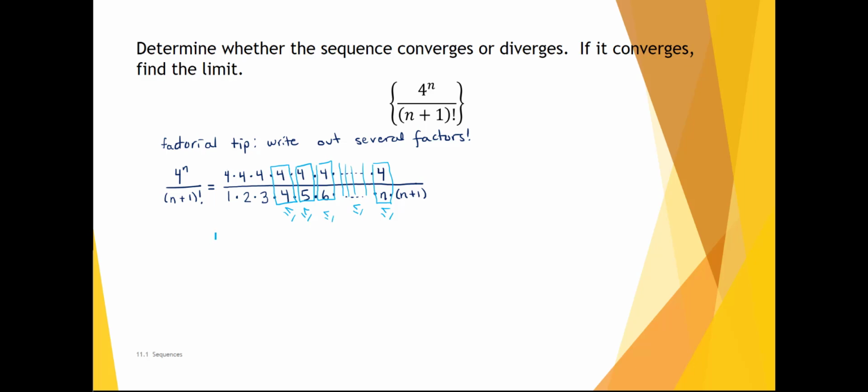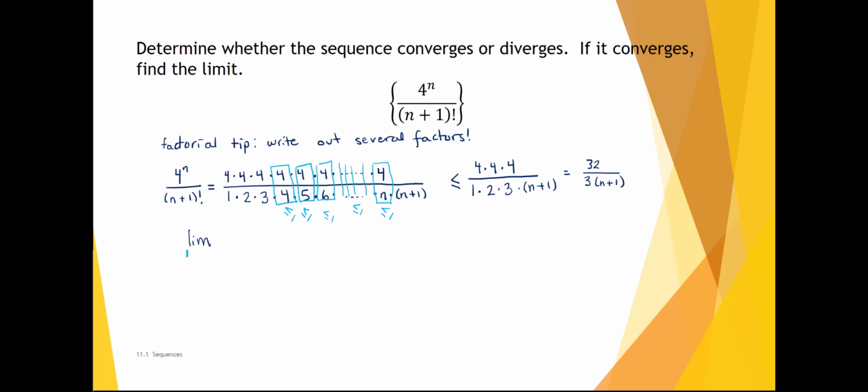That means that all in all, this large fraction is less than or equal to 4 times 4 times 4 on the top, and 1 times 2 times 3 times n plus 1 on the bottom. So I've kept the factors on the top and on the bottom that I haven't paired up into fractions that I know are less than or equal to 1. Putting this all together and simplifying, we get 32 divided by 3 times n plus 1. Notice that the expression 32 divided by 3 times n plus 1 is much simpler than the original expression with the factorial.